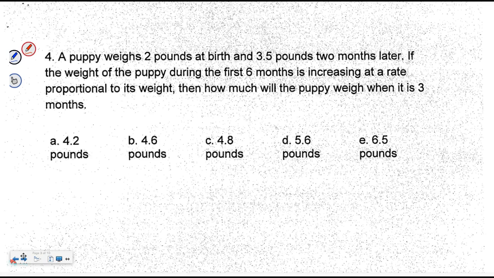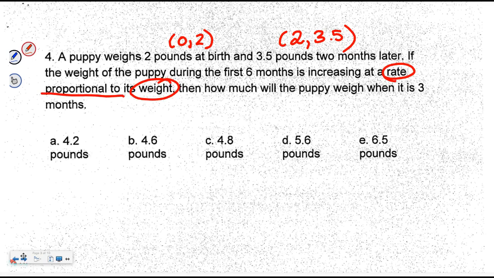It says a puppy weighs 2 pounds at birth. That's my initial condition. That's my time 0 would yield 2 pounds. And 3.5 pounds 2 months later. So I'm going out in time 2 months, and I'm now up to 3.5 pounds. If the weight of the puppy during the first 6 months is increasing at a rate proportional to its weight, this is an exponential growth model.